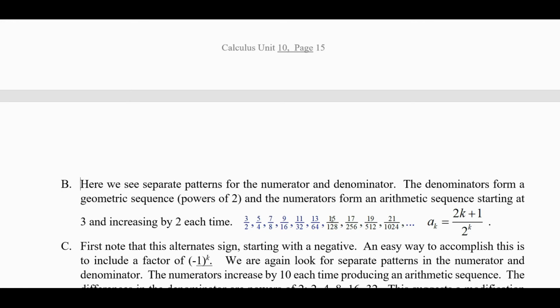And the top is just a linear pattern. It's going up by 2 each time, so it's arithmetic. So that's just 2k plus 1. So a sub k is 2k plus 1 over 2 to the k. That's recognizing basically an arithmetic pattern for the numerator and a geometric pattern for the denominator.